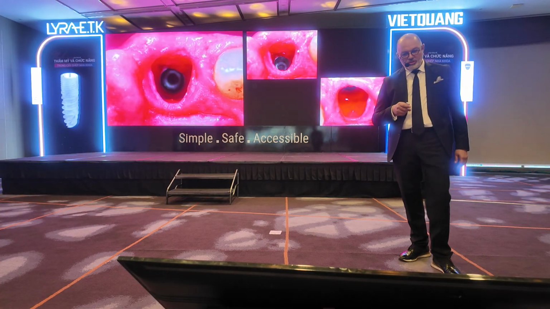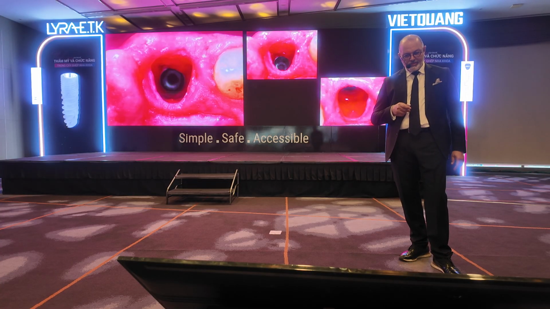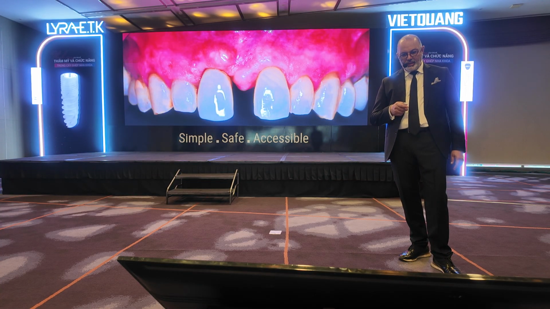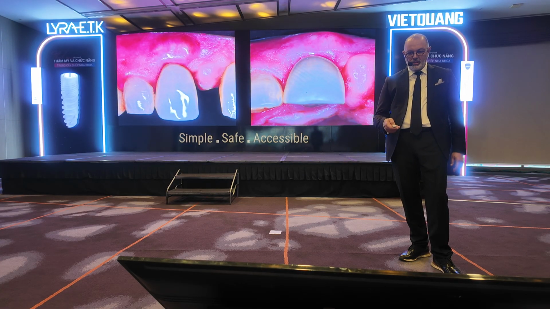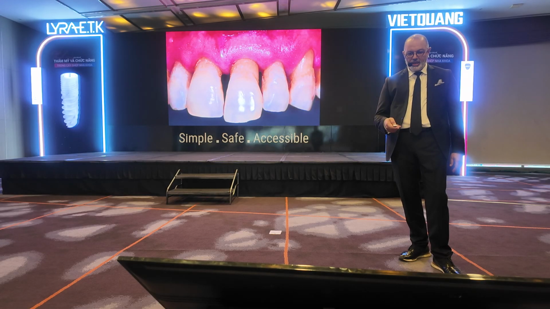So this is how it looks when I remove the epithelium. Very healthy. And when I place the final restoration, there is very healthy soft tissue and very healthy grafting tissue here, as I had to solve this recession problem from the beginning.